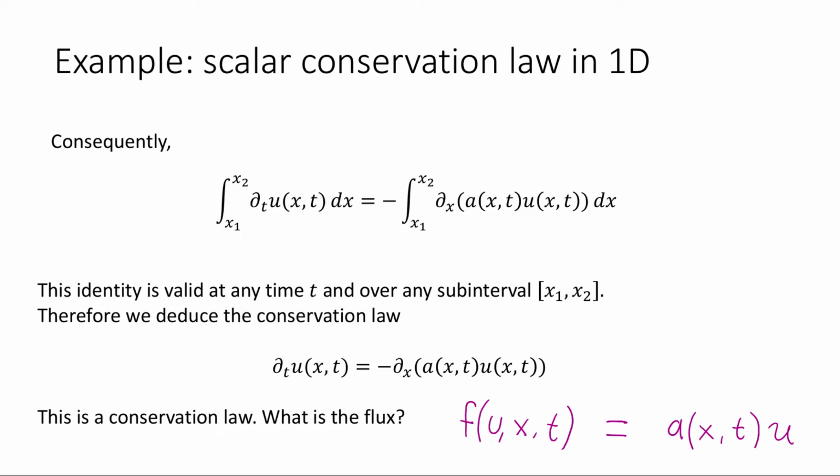That identity is valid at any time t and over any subinterval from x1 to x2. So in particular, if we now take infinitesimally small subintervals, then we get a pointwise identity: the time derivative of u(x,t) equals negative the x derivative of a(x,t) times u(x,t). So that's a conservation law. In that context, what is the flux? Well, the flux is a function f of u(x,t), and it equals a(x,t) times u. So in that example, in principle, the flux can also depend on x and t.